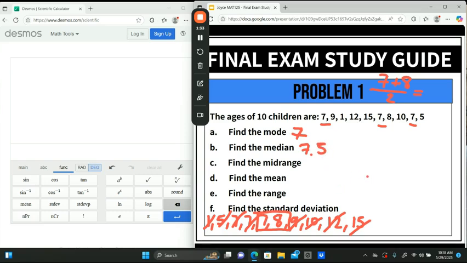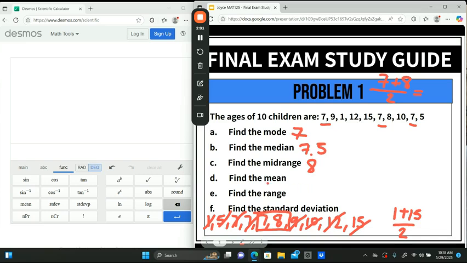All right. Now the mid-range is going to be the max plus the min divided by 2. So that's why it's also helpful if we put our data set in order from least to greatest. So we can add the least plus the greatest, which is going to be 1 plus 15 divided by 2, which gives us 16 over 2, which is 8. That's going to be our mid-range.